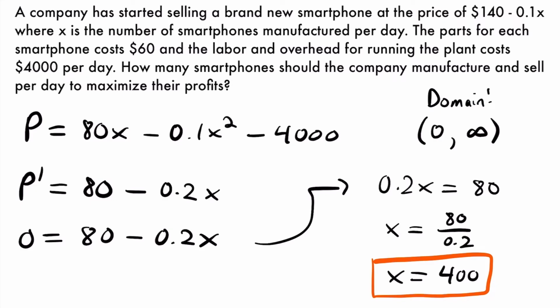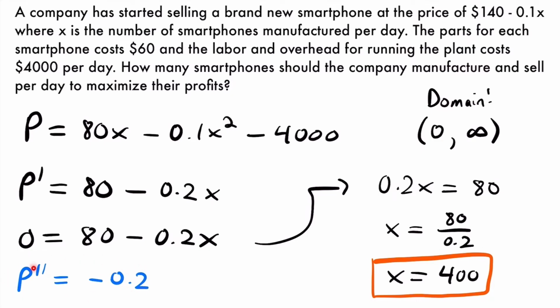And so if you wanted to check to make sure that this answer is correct, you could use the second derivative test to check that this is a maximum. And so all we have to do to check that is find the second derivative of our profit equation. And so we just have to take the derivative again of this first derivative. And so if we do that, we'll have p double prime is equal to the derivative of 80, which is a constant, so that would be 0, and then the derivative of negative 0.2x, and the derivative of x to the first power is just equal to its coefficient, and so the second derivative is equal to negative 0.2.